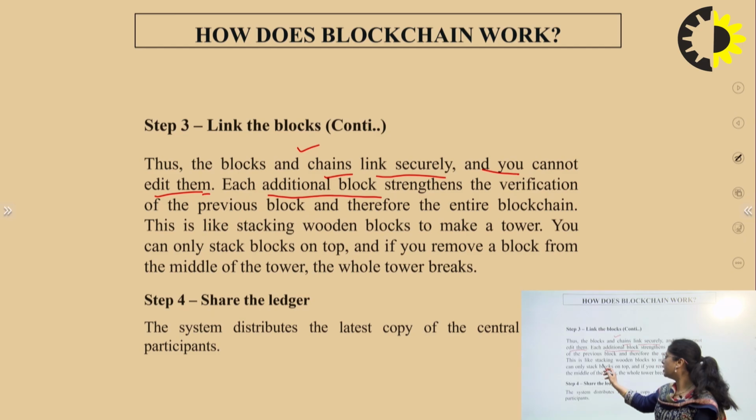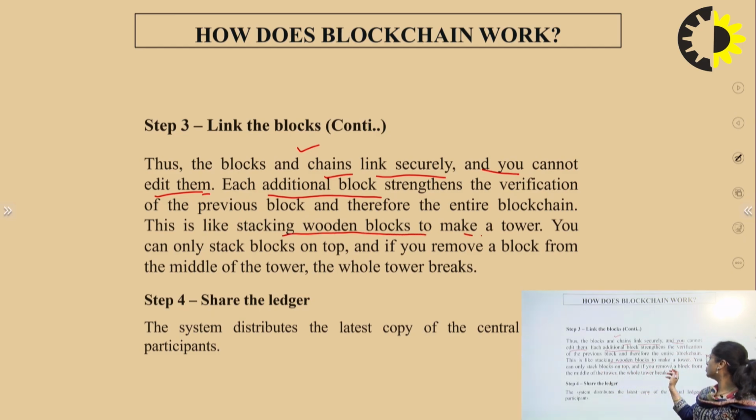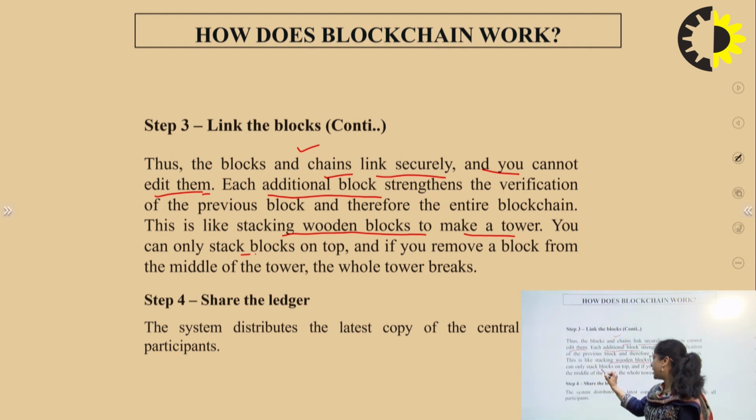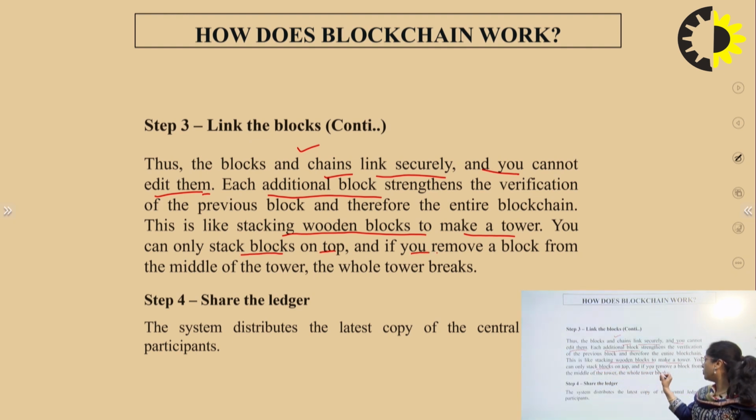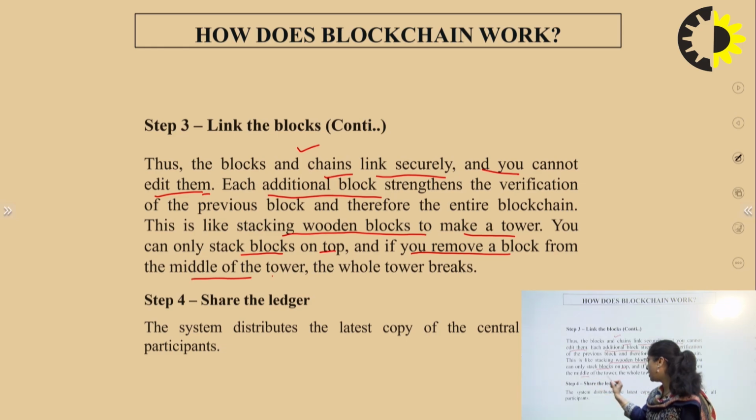like stacking wooden blocks to make a tower. You can only stack blocks on top, and if you remove blocks from the middle of the tower, the whole tower breaks. This is an example of what exactly blockchain does, and what exactly the work of the hash value in the blocks is.